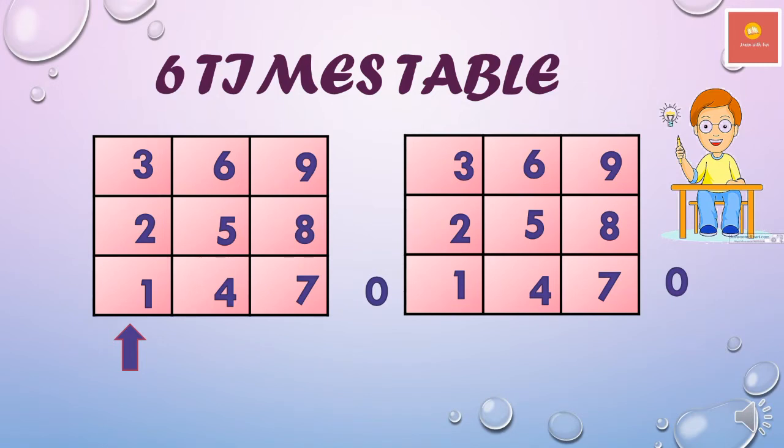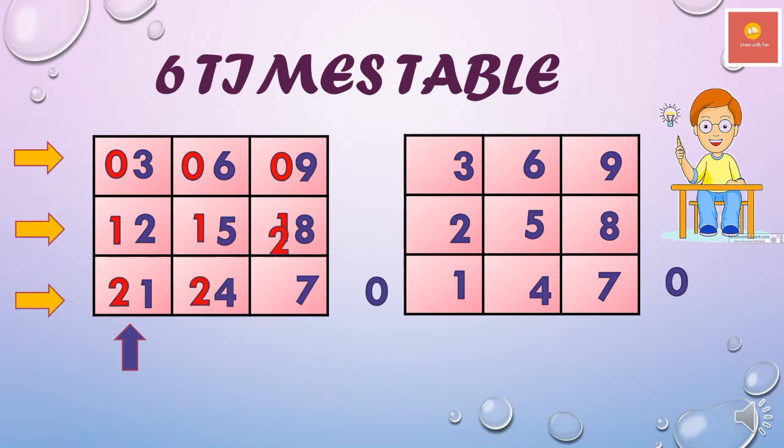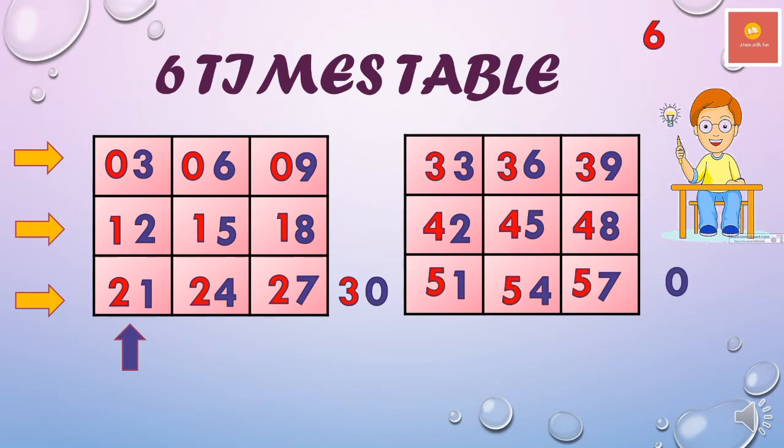So now you are thinking what we are going to add in the tens place. Start adding from here: 0, 0, 0. Now in the second row, let's add 1, 1, 1. In the third row, add 2, 2, 2 and 3 with the 0. Now in the second table, let's add from the first row 3, 3, 3. In the second row, 4, 4, 4. In the third and last row, 5, 5, 5 and then again 6.